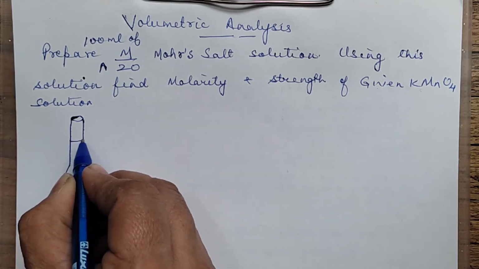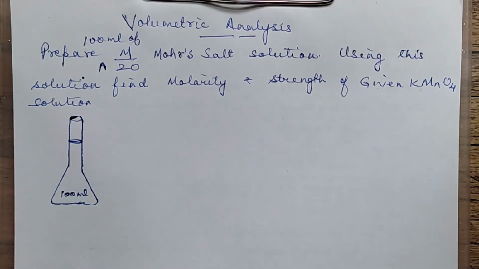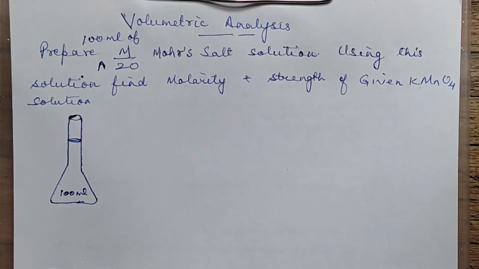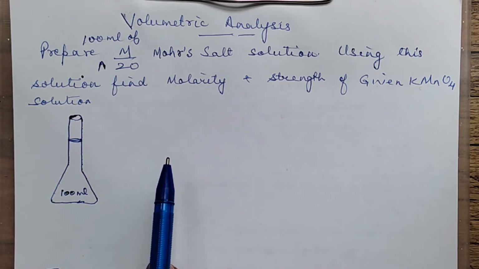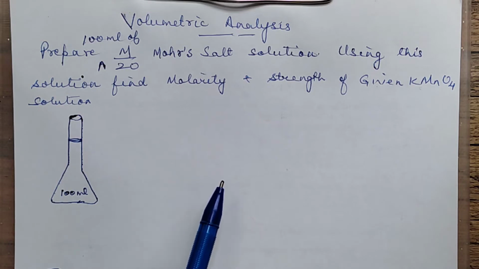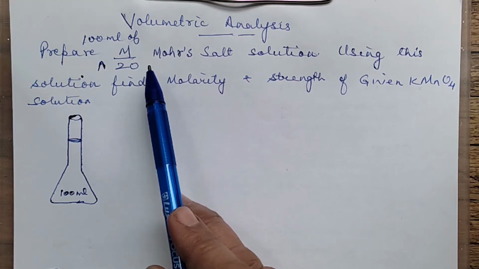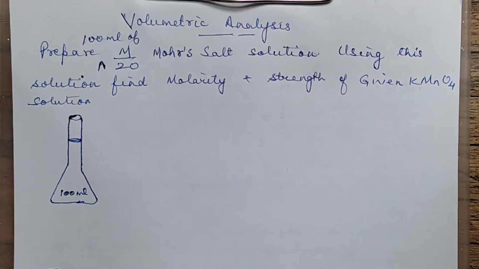Here there will be a marking. Up till this level it is 100 ml. So we always prepare standard solutions in a standard flask. It is also called a volumetric flask. It is a standard flask because we have to prepare a solution of known concentration. So what is a standard solution? It is a solution whose concentration we know. So we are preparing 100 ml of M/20 Mohr salt solution.